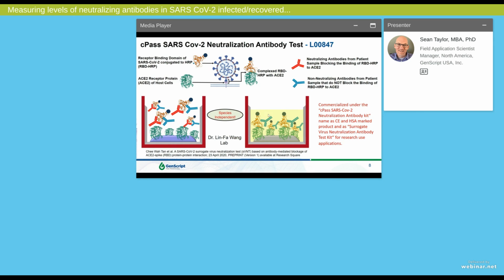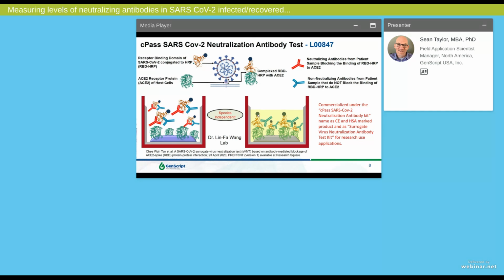If only non-neutralizing antibodies are in the patient's serum post-infection, then of course the receptor binding domain can bind to the ACE2 receptor, as we see here in a complex. It's a very tight complex, so this binding event is very strong, and we'll get a signal produced from the horseradish peroxidase.